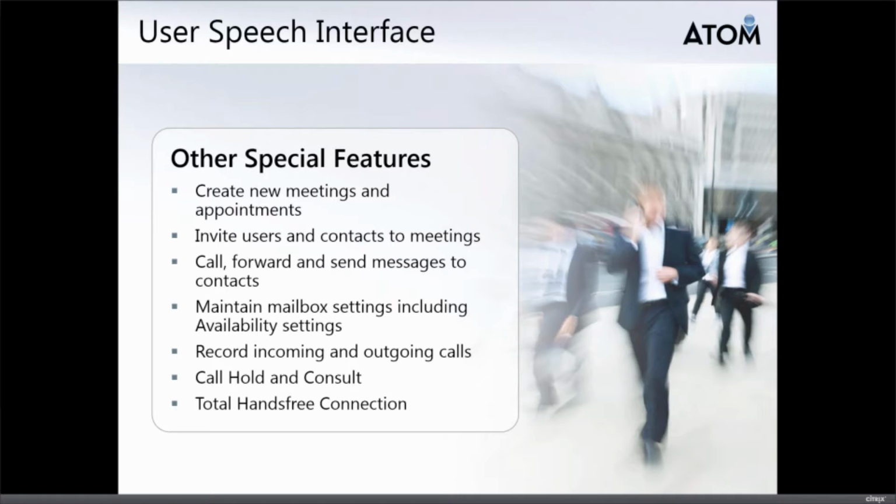I can also choose to record incoming and outgoing calls. So when I had that call come in, instead of saying acknowledge, I could have said accept and record. And now I would have that conversation, and that entire conversation would be recorded and put into my mailbox. I could also make an outgoing call and choose to record that when I did it as well.